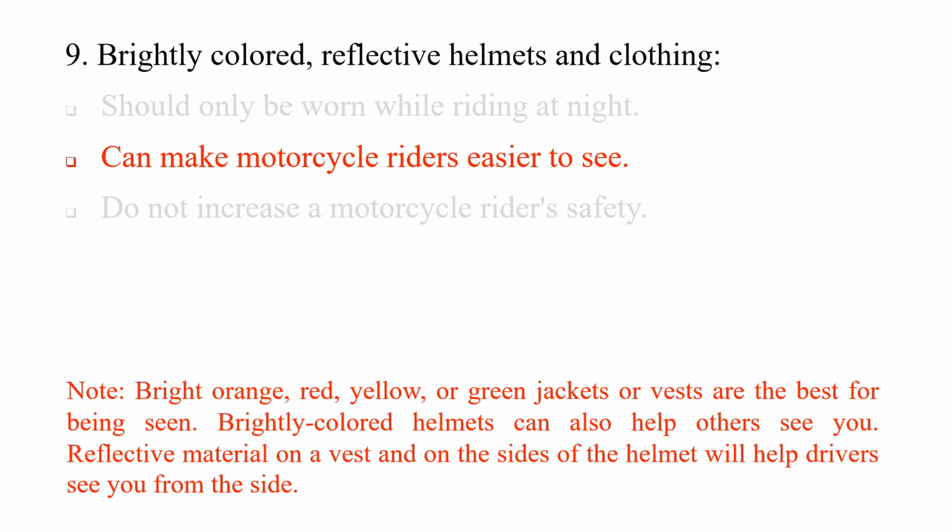The answer is option number 2. Can make motorcycle riders easier to see. Note: bright orange, red, yellow or green jackets or vests are the best for being seen. Brightly colored helmets can also help others see you. Reflective material on a vest and on the sides of the helmet will help drivers see you from the side.